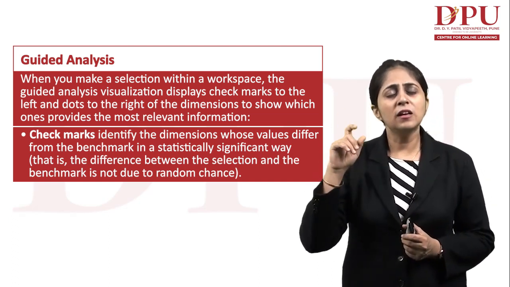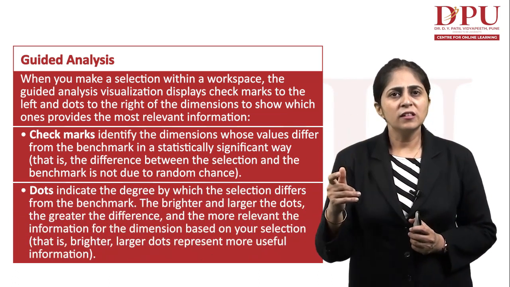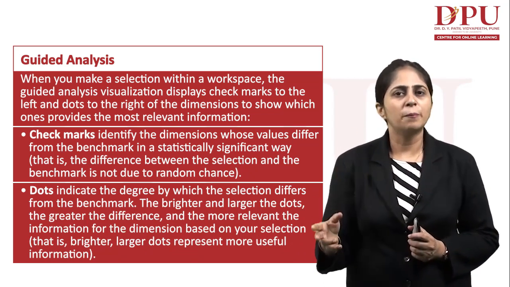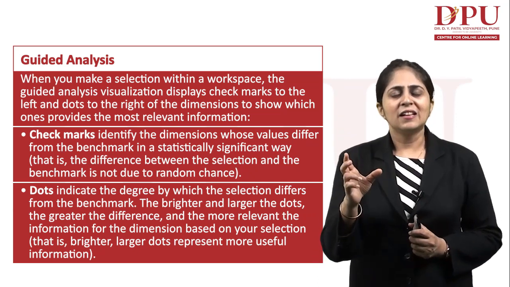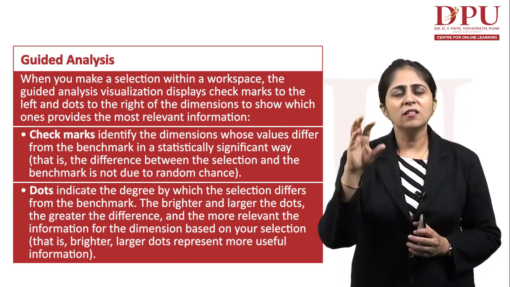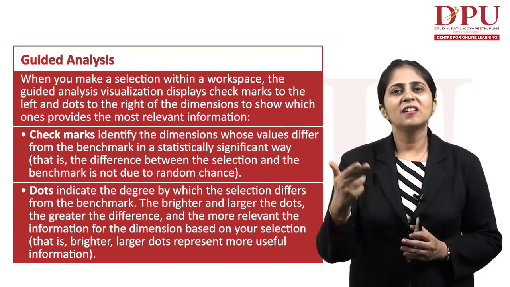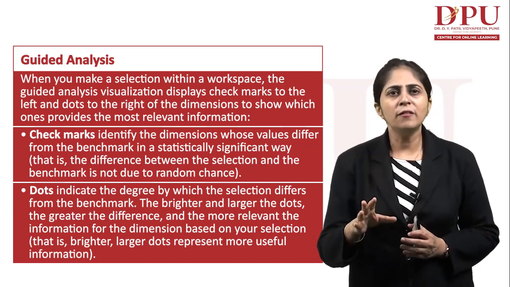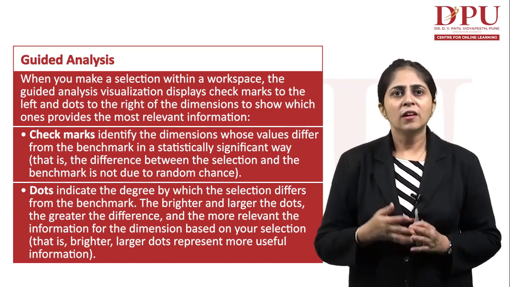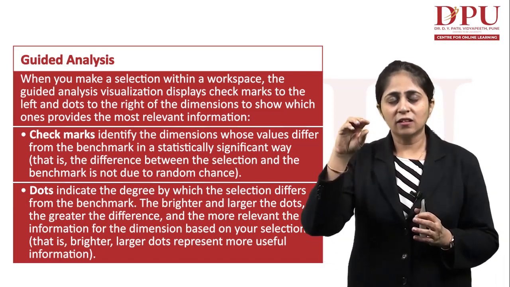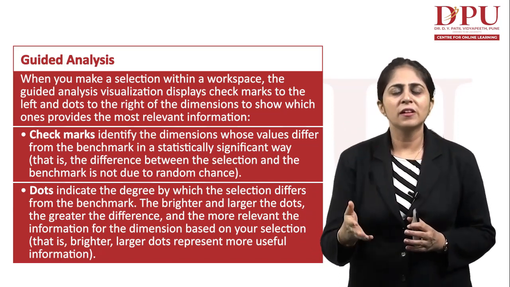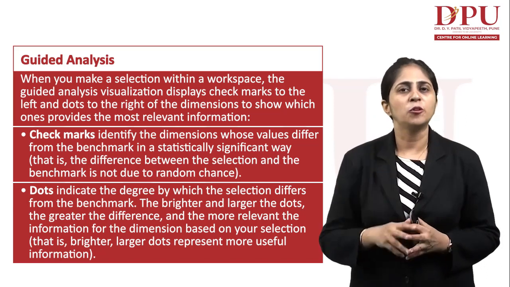Now, we use the dots on the right. The dots indicate the degree by which the selection differs from the benchmark. Degree, that is, how much the selection is differing from the benchmark. The brighter and larger the dot, the greater the difference, and the more relevant the information for the dimension based on your selection. That is, if you find that the right dot is brighter, that means there is more difference between the benchmark set and the value produced.